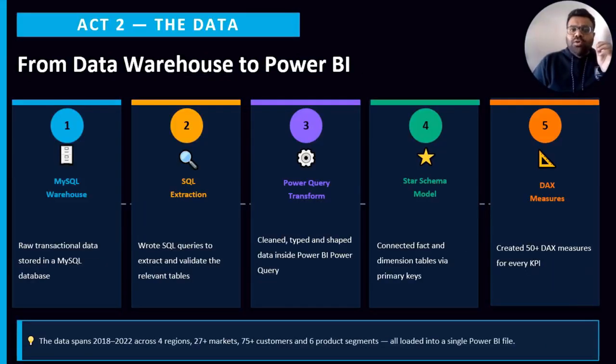So now let me walk you through how the data flows into the dashboard. Step 1. The raw data lives in the MySQL data warehouse. It contains all transactional data such as actual sales, forecast quantities, manufacturing cost, freight cost, and market share, spanning from 2018 to 2022. Then I wrote SQL queries to extract the relevant tables, validate joins, and check for data quality issues before loading anything into Power BI.